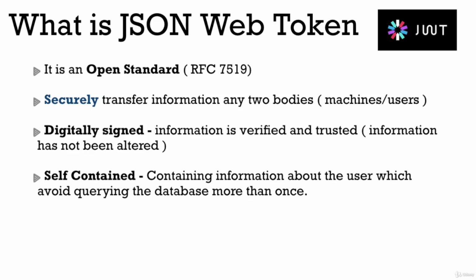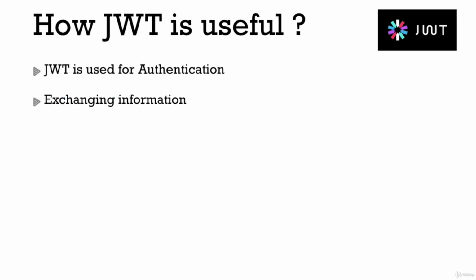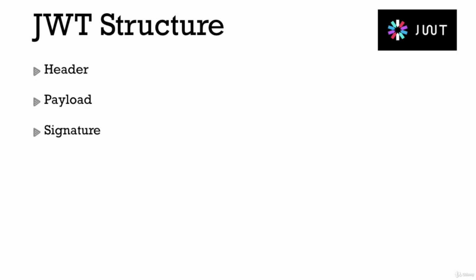Why is it useful? It is useful for authentication and for securely exchanging information between two bodies, as we discussed. Now let's see what the structure of JWT is. So JWT consists of three main parts: header, payload, and signature. Now let's discuss each part of JWT one by one.